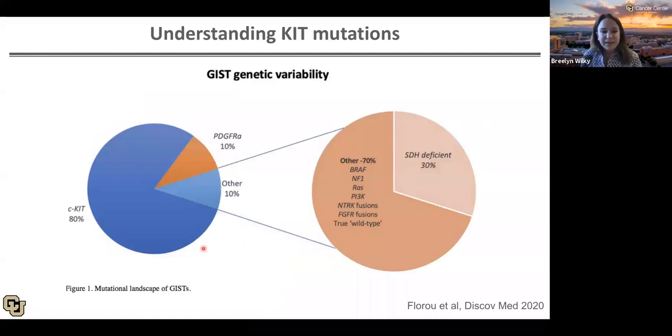So this is not anything new for this group of folks. So this is really looking at GIST genetic mutations, and we know that the vast majority of GIST have c-KIT mutations, about 80%. About 10% will have mutations in PDGFR, and then there's a smattering of other mutations and abnormalities that we're increasingly being able to recognize, with about 30% of the previous wild type GIST falling into the SDH deficient class. And I know that you guys are hearing a talk on wild type GIST, really interesting disease. We're learning more and more about it every day.